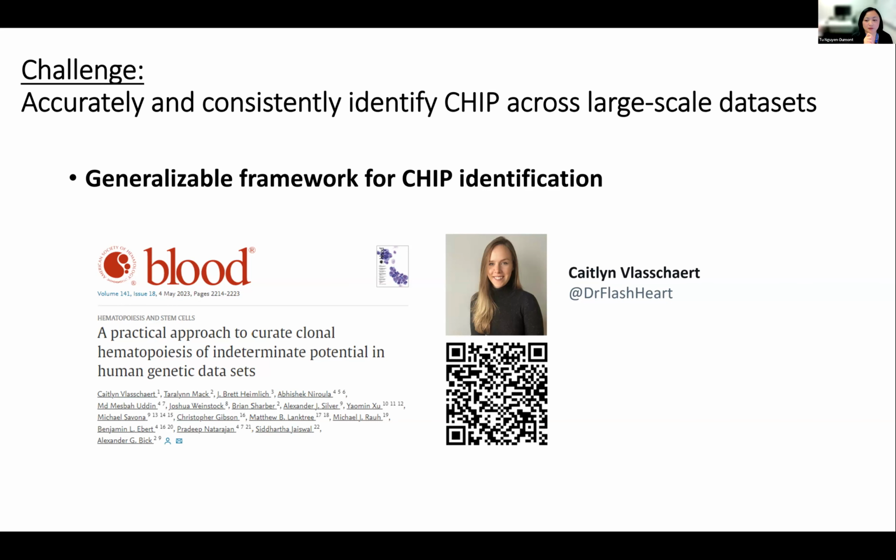Right. Okay. And if you have CHIP, do you just need one CHIP variant? Great question. I probably should put that up here too. Most people that have CHIP have one clone, so they have one CHIP variant that reaches that 2% VAF threshold. However, there are people that have more than one, and we tend to see that across all the cohorts. I think it's usually around 70 to 75% of people who will just have one clone, but then you will see multiple clones.